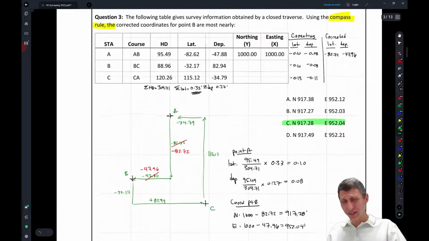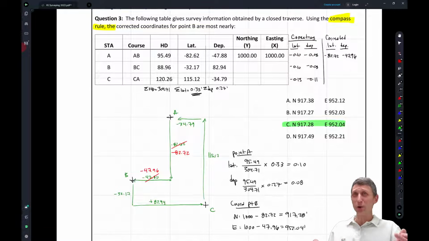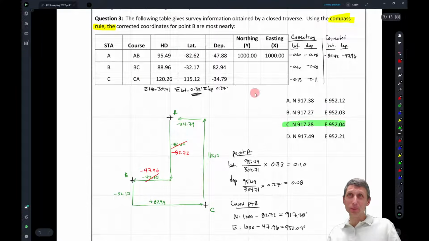So would you get a compass rule correction problem? I don't know, but maybe you could get something that has to do with closure, or something that has to do with error, or something along those lines, where this problem's a little bit longer, but it's not super crazy, and I think it's a doable problem. But if you don't remember the compass rule, you might end up with one of these other answers. I put some of these answers in there where if you don't correct it based on the weighted distances here, it might not work out the same.